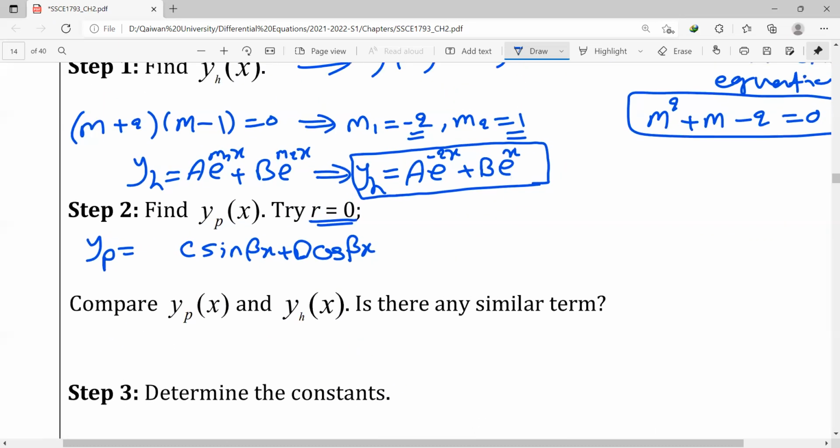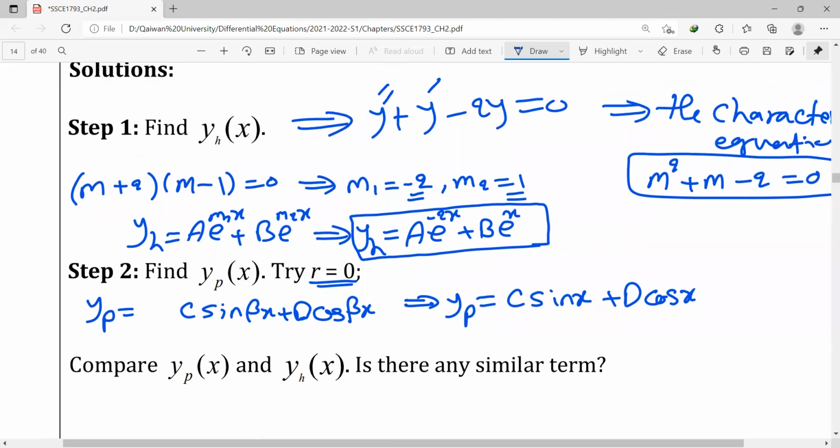We say from this yp equals c sine x plus d cosine x. This is the particular solution. But here we should find c and d. But let's check if there is similarity between this yp and yh.